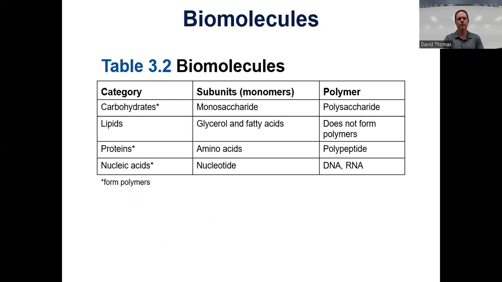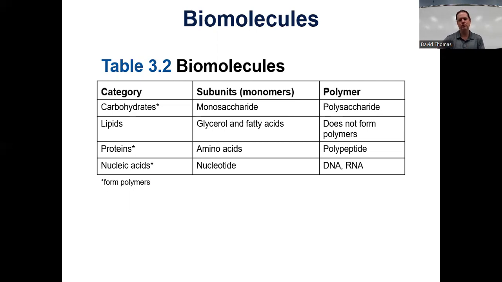Little table here, 3.2, helps you kind of keep all that straight. They give you the monomers there, the monosaccharide for the carbohydrates. That's the basic subunit, and you put monosaccharides together and you form a polysaccharide. Lipids, again, they still have subunits. It's glycerol and fatty acids. We'll see that as we get to that section, but it really doesn't form a polymer. It doesn't really form a chain like the other three do. Proteins, building block, the basic subunit is an amino acid.